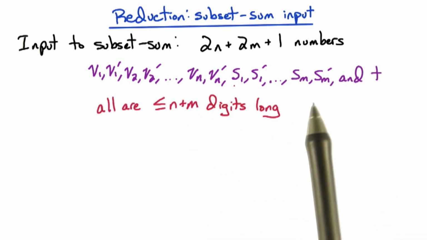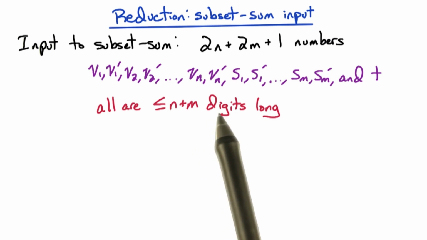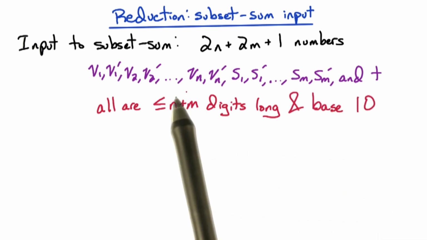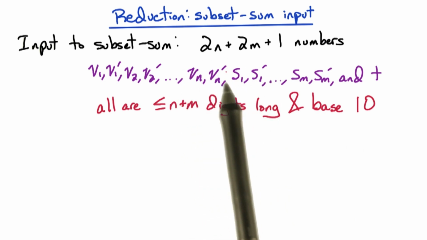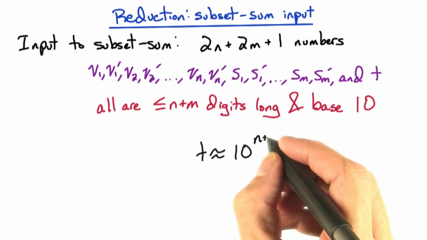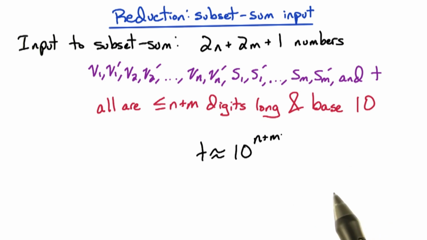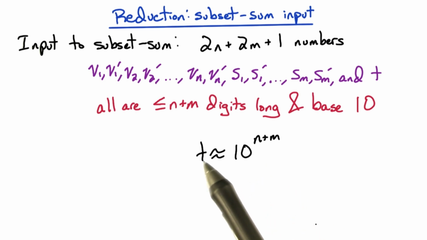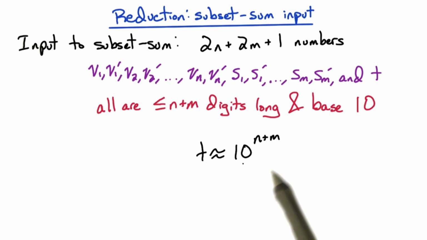Now these numbers are all huge. They're going to be at most n plus m digits long. And we're going to work in base 10. This is so that if we add up any subset of numbers, there'll be no carries between the digits. Note these numbers are huge. For instance, t is on the order of 10 to the n plus m. This illustrates why our order n times t algorithm is a somewhat terrible algorithm.